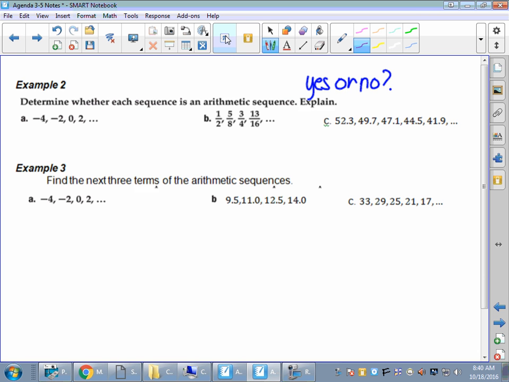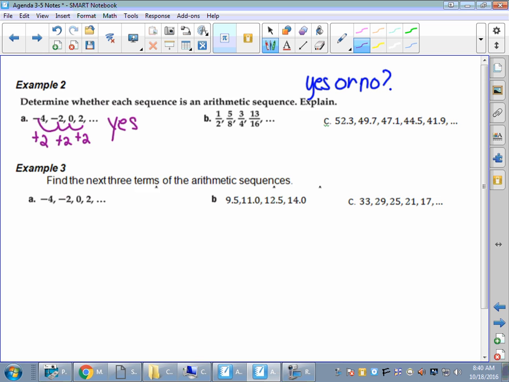So what we're going to look for is, is there a pattern? To get from -4 to -2, -2 to 0, 0 to 2, is there a pattern to get from one to the next? -4 to -2, hopefully you see that this is adding 2 every time. So yes, this is an arithmetic sequence.